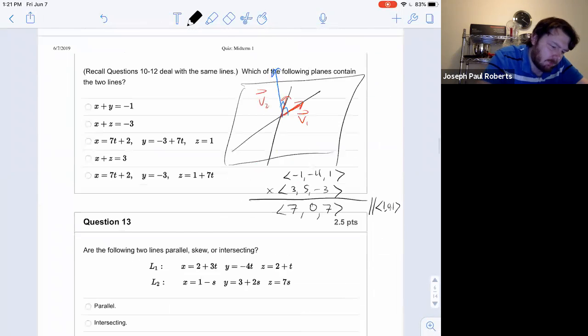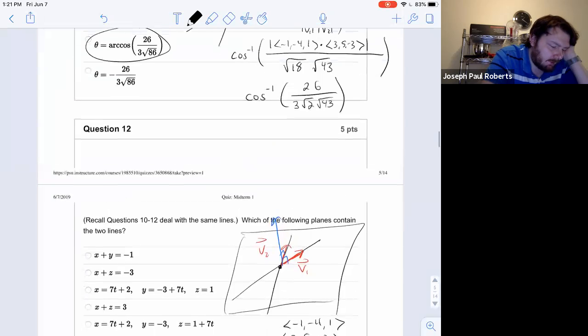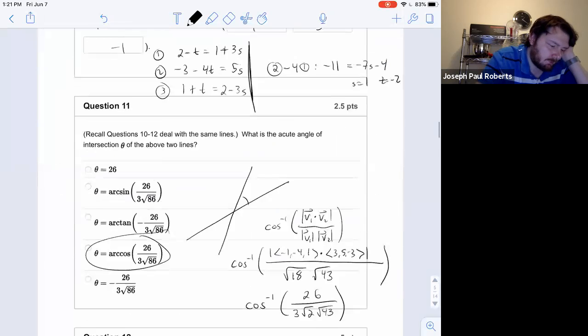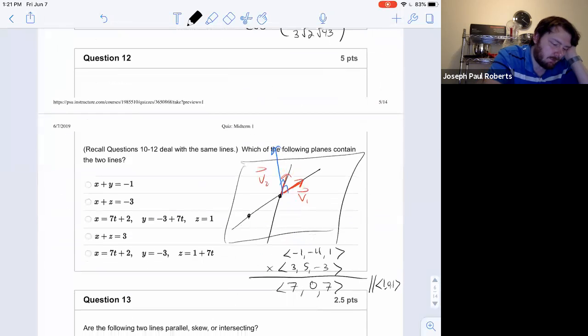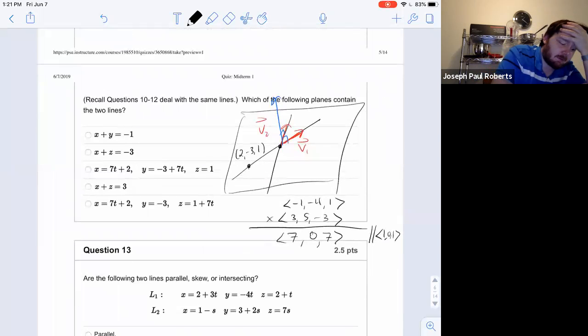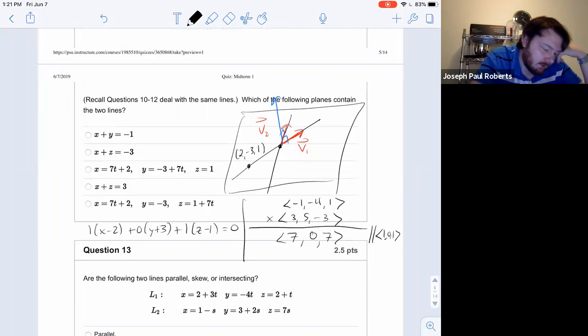We could use any point we want. For example, we already found the intersection point. But you could use any point on either of the lines. So for example, if I just do t equals 0 on L1, I get 2, negative 3, 1. So yeah, any point on either line is going to work, but then I plug that into the plane equation. So 1 times x minus 2 plus 0 times y plus 3 plus 1 times z minus 1 equals 0. So then if you rearrange that, you'll get x plus z equals 3.